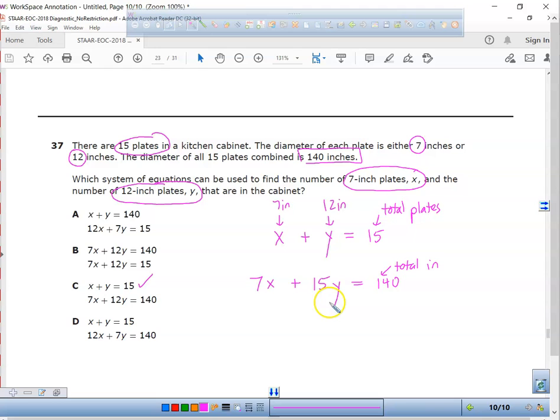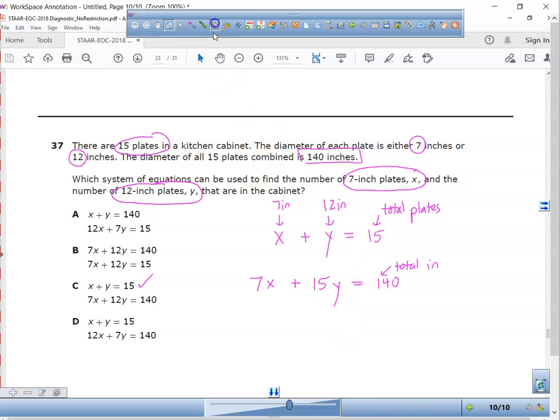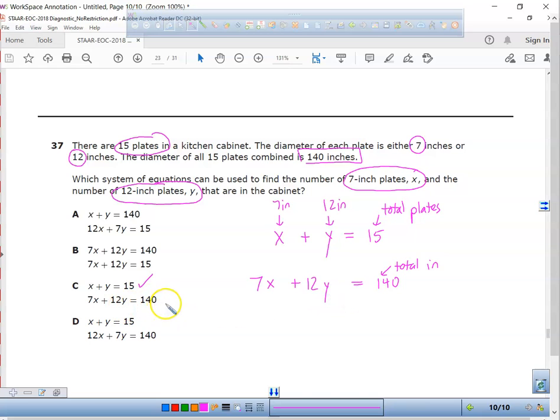All right. Oh, not 15-inch plates, sorry. 12-inch plates. I messed up right there. They're not 15-inch plates, they're 12-inch plates. My apologies. There we go. So I'm looking for that, and I'm also looking for this. Because 7-inch goes with the 7-inch plates, 12-inch goes with the 12-inch plates, and there's the total inches, so that's my answer.